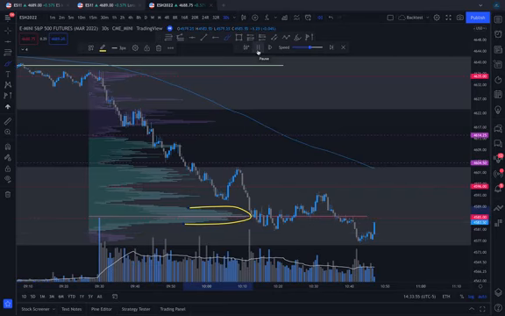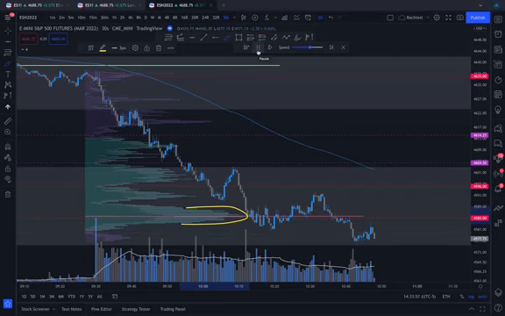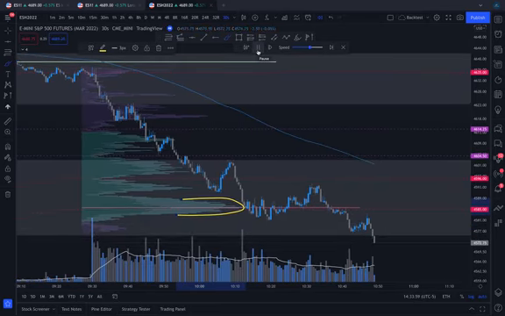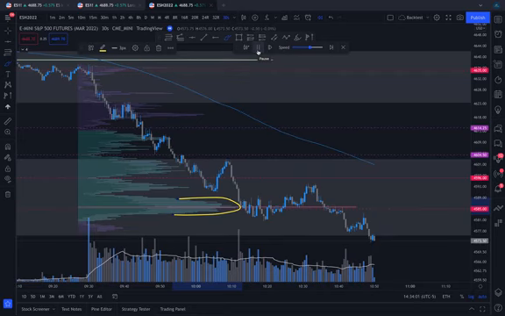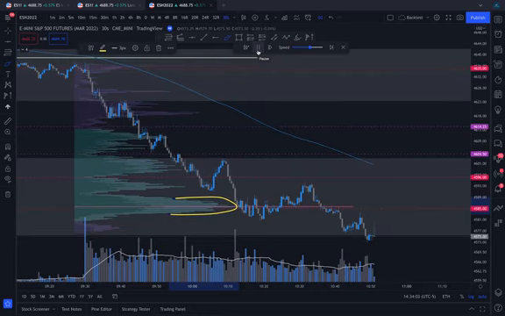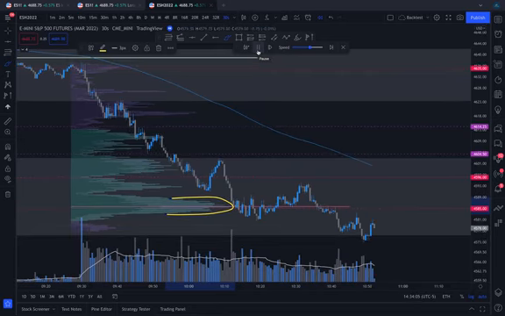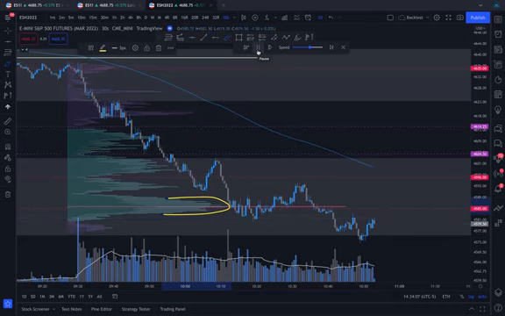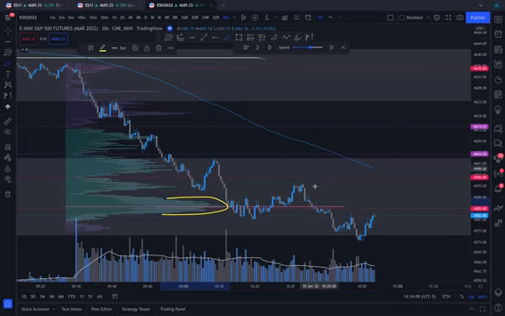Now, I believe at this point there was a lot of delta divergence, so I was not looking at shorts at this point. I was kind of sitting tight, waiting for something more clear. But again, see how price comes back up and it's the underside of this volume. You start to get some resistance.